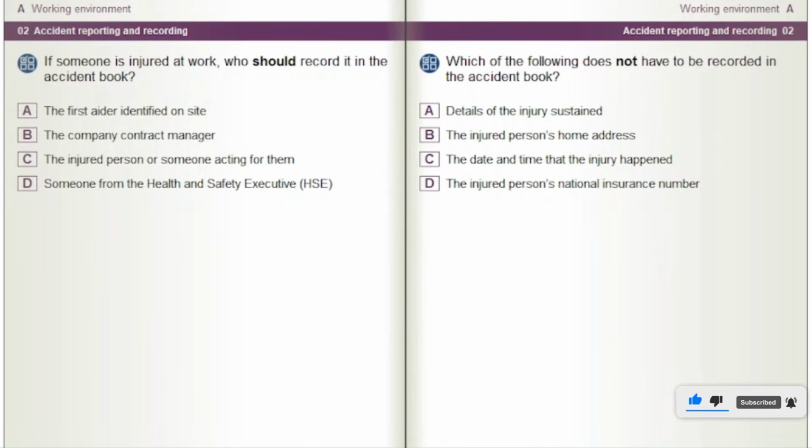If someone is injured at work, who should record it in the accident book? The first aider identified on site. The company contract manager. The injured person or someone acting for them. Someone from the Health and Safety Executive, HSE.